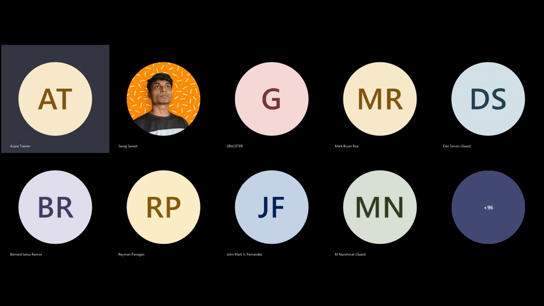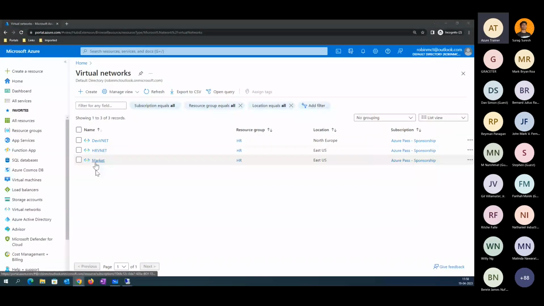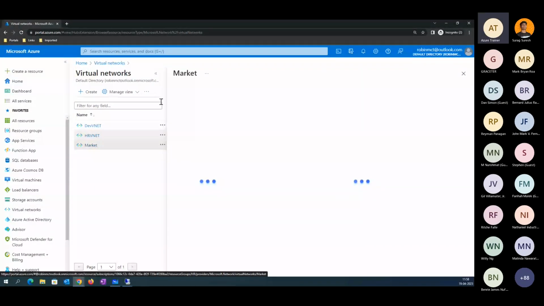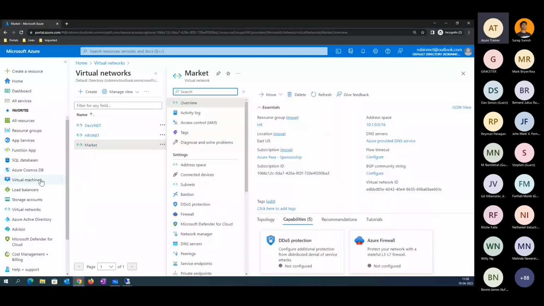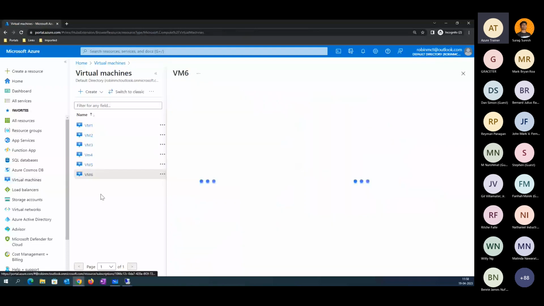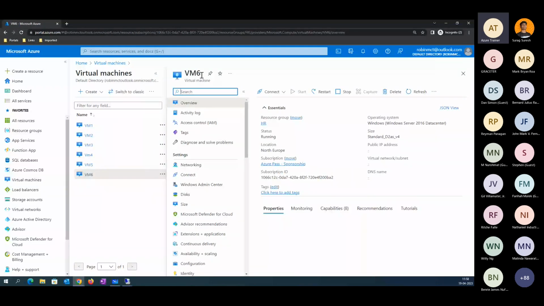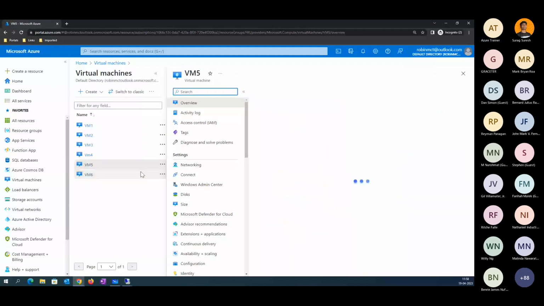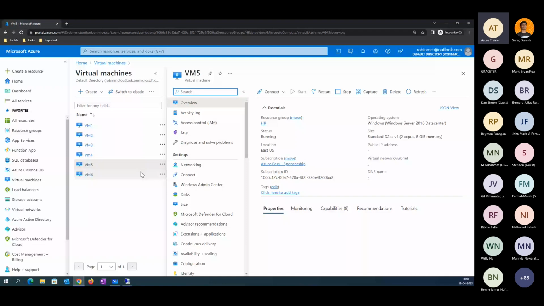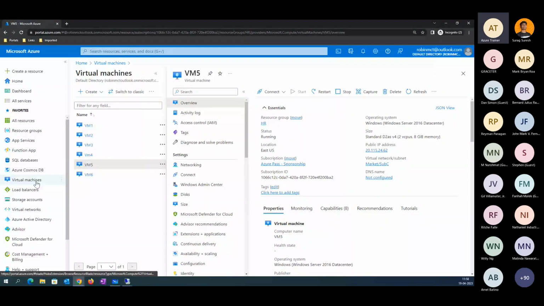Right now, if you go to the Microsoft portal here, you have a market VNet created. You have a market VNet available here, and a virtual machine attached to that network. You can see VM6 is available. We don't have any other VM. One second, let me see. Development. Yes, I think only VM6 has been created in North Europe. Let's connect to this.